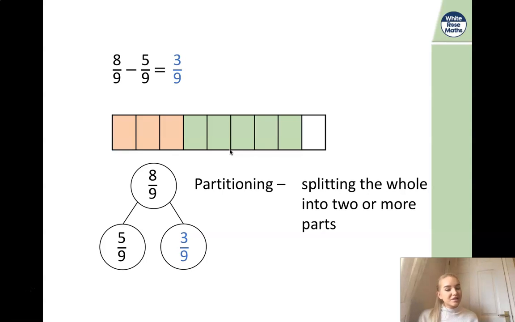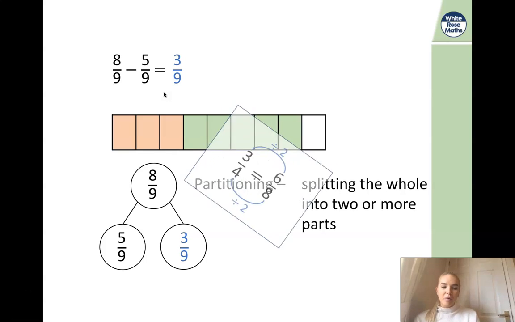So when we are partitioning, we are splitting the whole into two or more parts. I want you to think if you can make this fraction smaller by thinking of any equivalent fractions that 3/9 has. Can you think if you can make this fraction 3/9 smaller? Does it have an equivalent fraction? Pause the video and have a think.